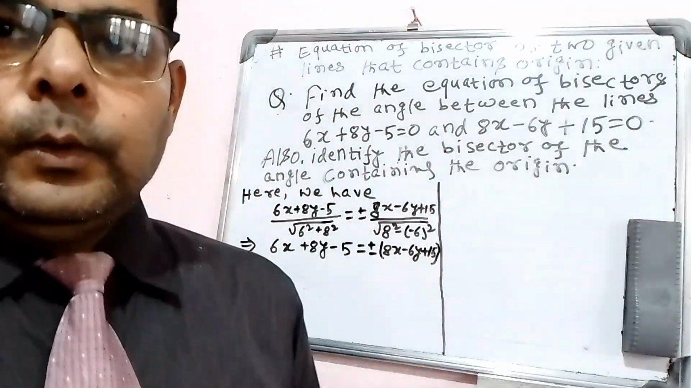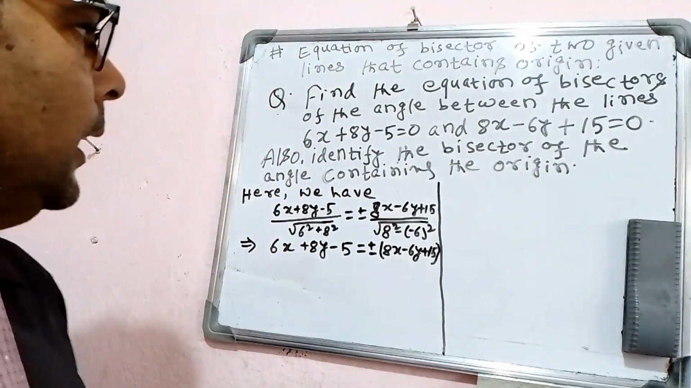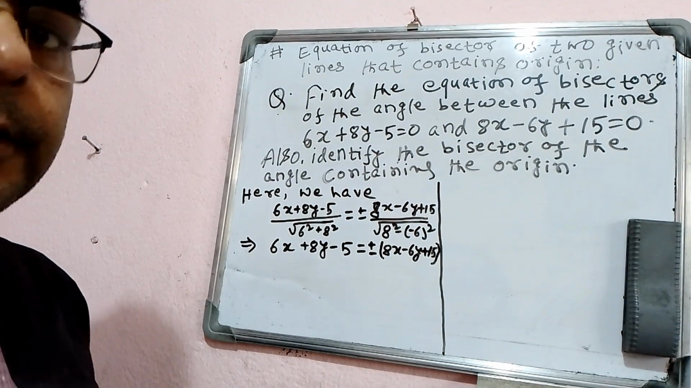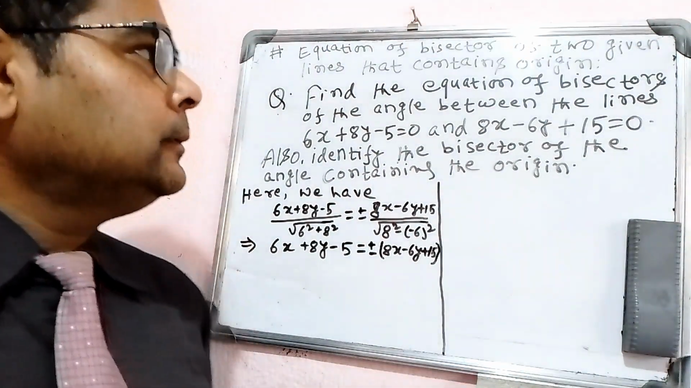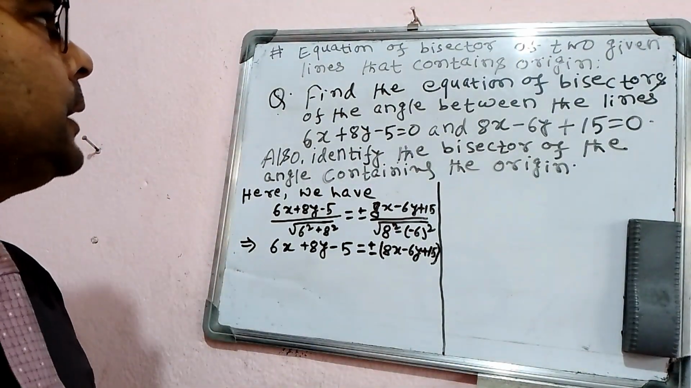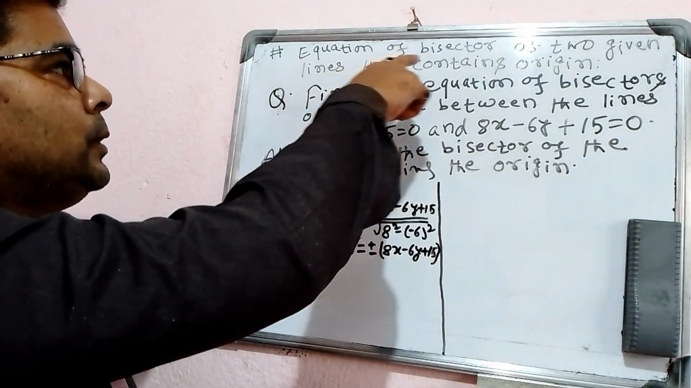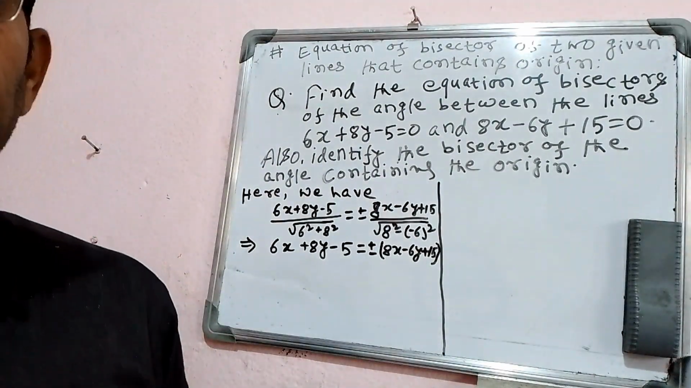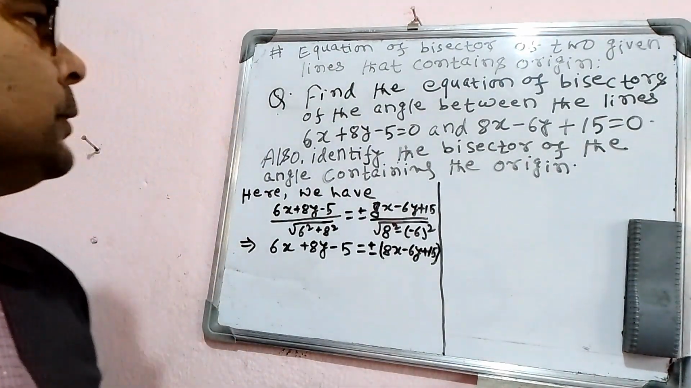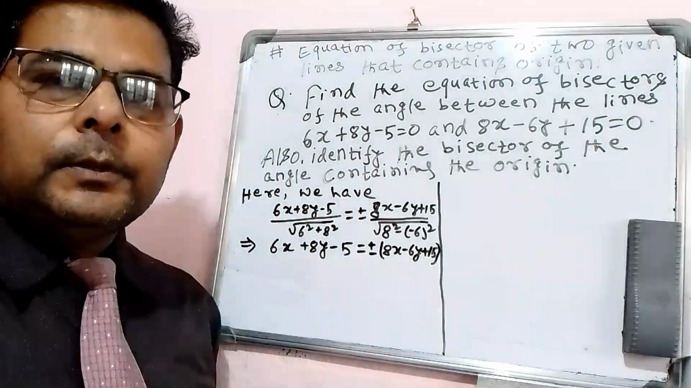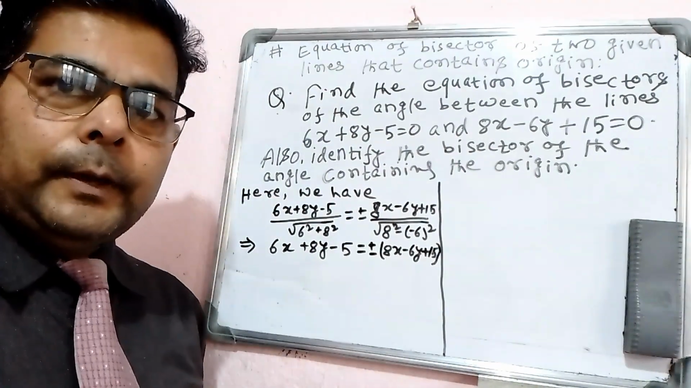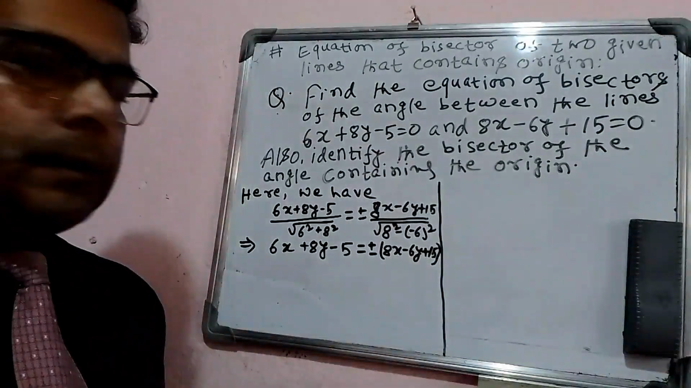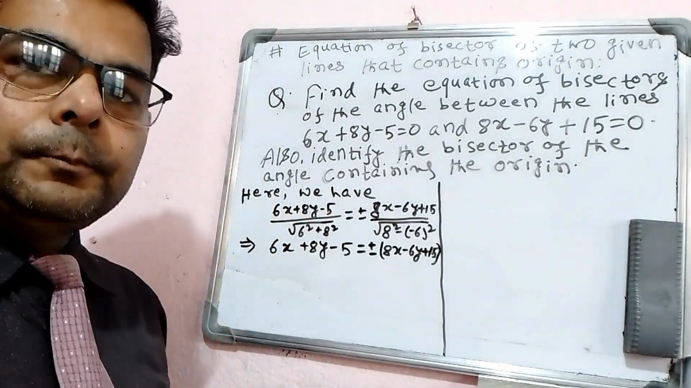Hello everybody, welcome to my class, and this is the last part of the equation of straight lines from grade 11. And you can see here the topic is the equation of the bisector of two given lines that contains the origin. Alright, so here we have this sort of problem that we'll do in a shortcut and in a simple way, but it is important to understand the detailed significance of this sort of problem.